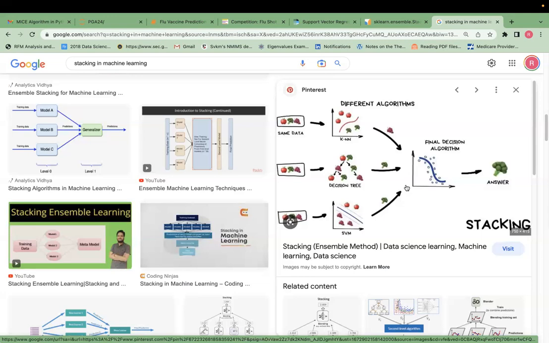Now, is this clear? Regression is average. Suppose KNN predicted the value as 2,800, this one has predicted 3,100, and this one has predicted 3,600. So it will take 2,800 plus 3,100 plus 3,600, divided by 3. That will be your final prediction.